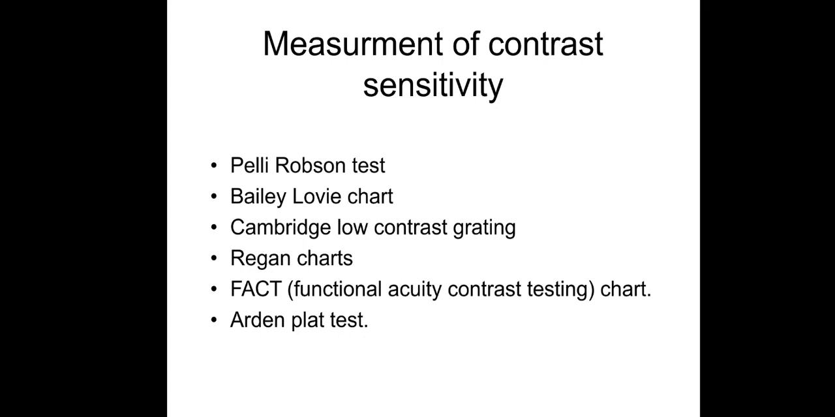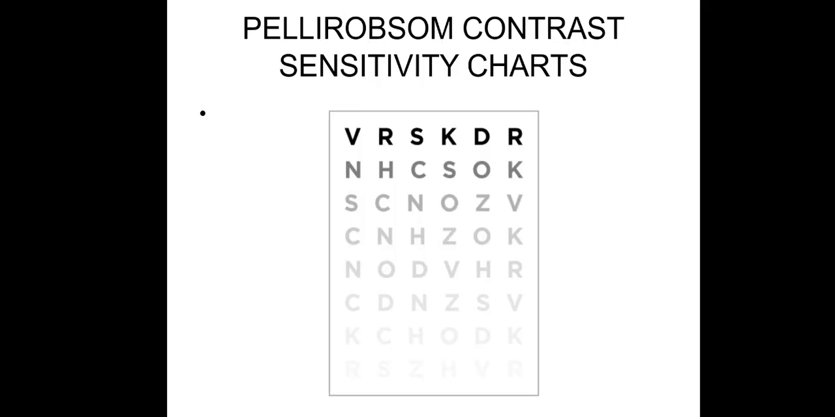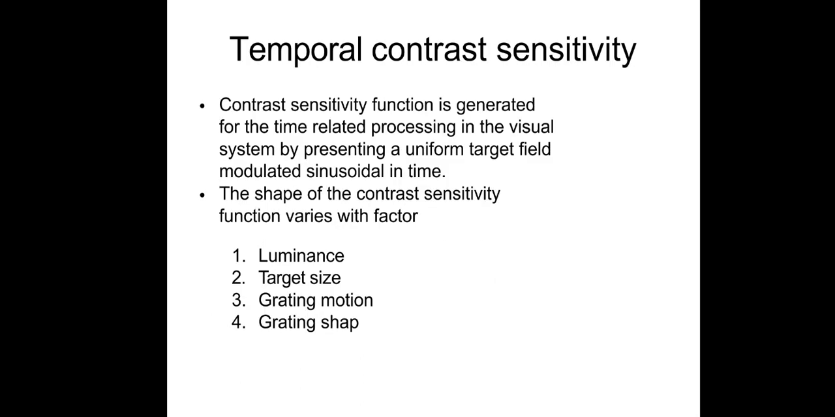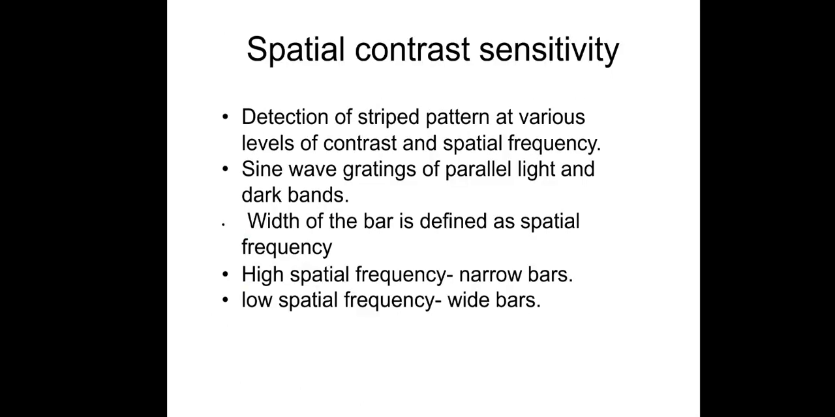So next is the measurement of contrast sensitivity testing. First is the Pelli-Robson chart, then the Bailey-Lovie chart, Cambridge low contrast grating, Regan charts, functional acuity contrast sensitivity chart, and Arden plates test. As you can see in the Pelli-Robson contrast sensitivity chart, the upper letters are bolder as compared to the lower ones. So the frequency of the sine wave gratings of the upper is like a wide bar. Just like this, high spatial frequency is a narrow bar and low spatial frequency is a wide bar.